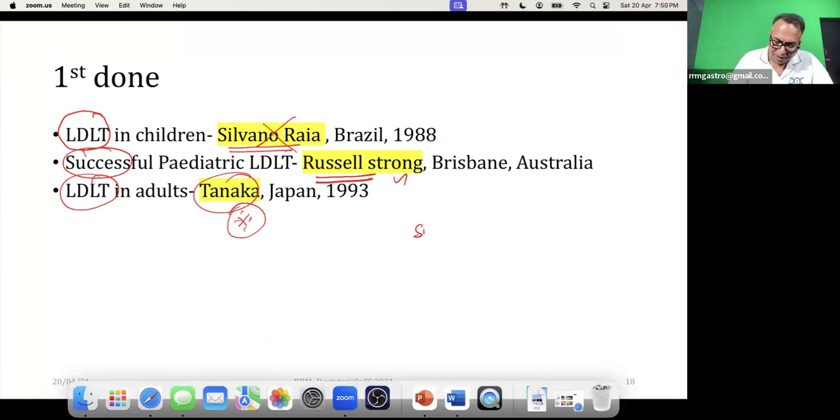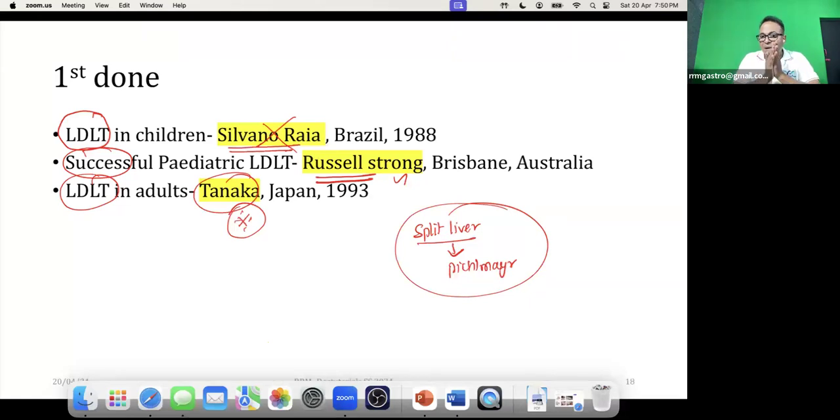And who did the split liver transplant? Though these questions are not from Sabiston. Split liver transplant was done by Pichel Mayer. Pediatric live donor transplant was done by Russell Strong. Tanaka did the live donor transplant.